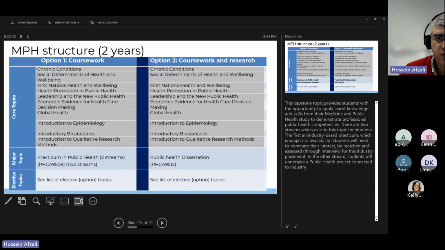And this is just a sample of an MPH structure for a 2-year program. So again, there are 3 components. We have some core topics, we have some major topic, which is called capstone topic, and we have some elective topics, as I mentioned before. So again, we have 2 streams or types of MPH coursework, and the core topics are the same, but the difference is in the major topic or capstone topic.